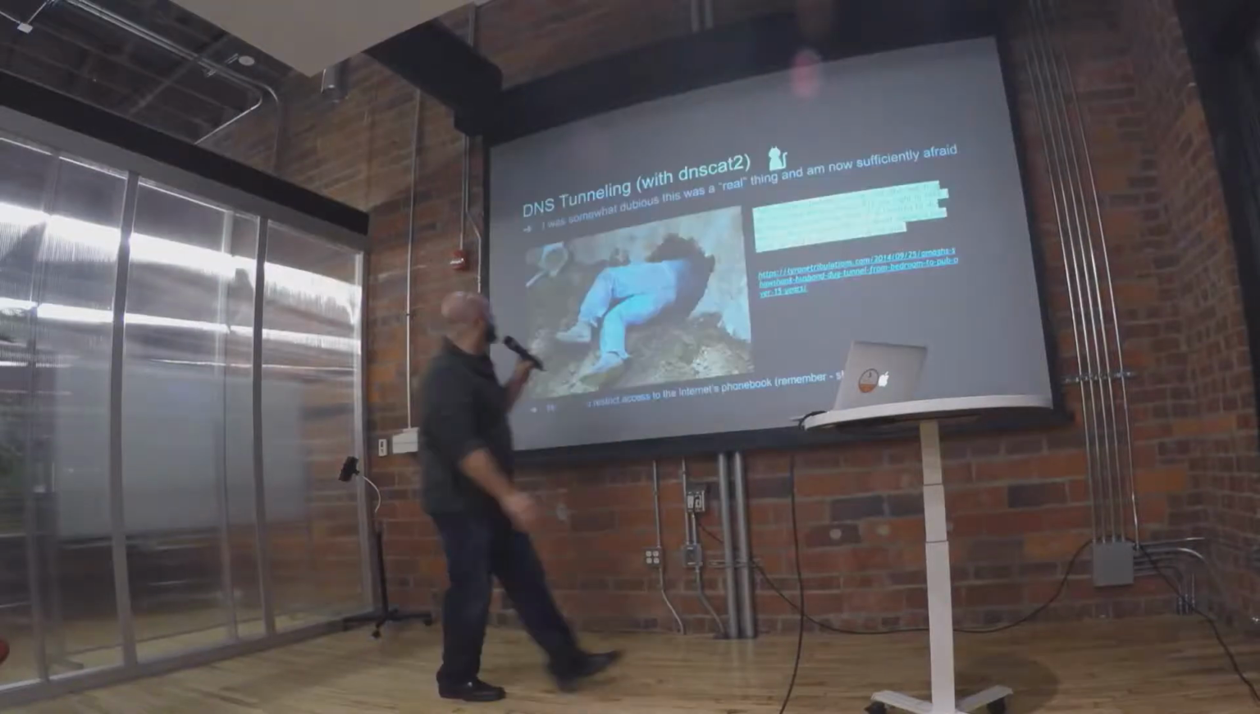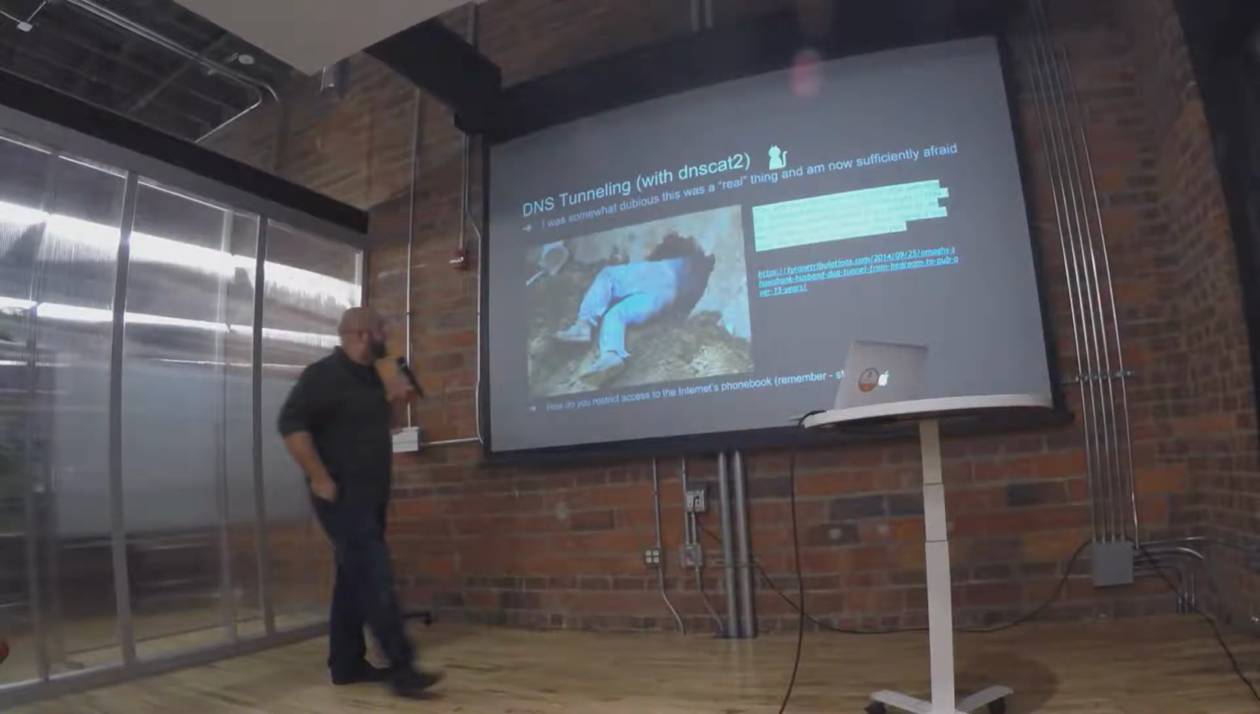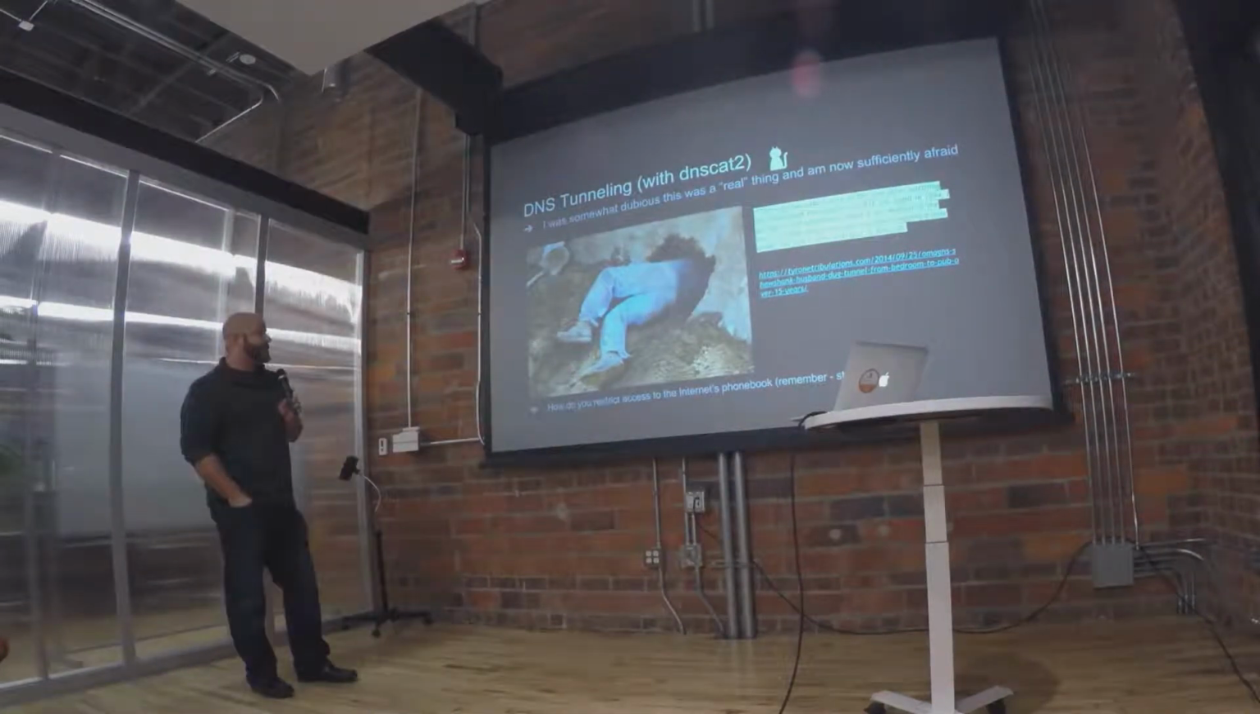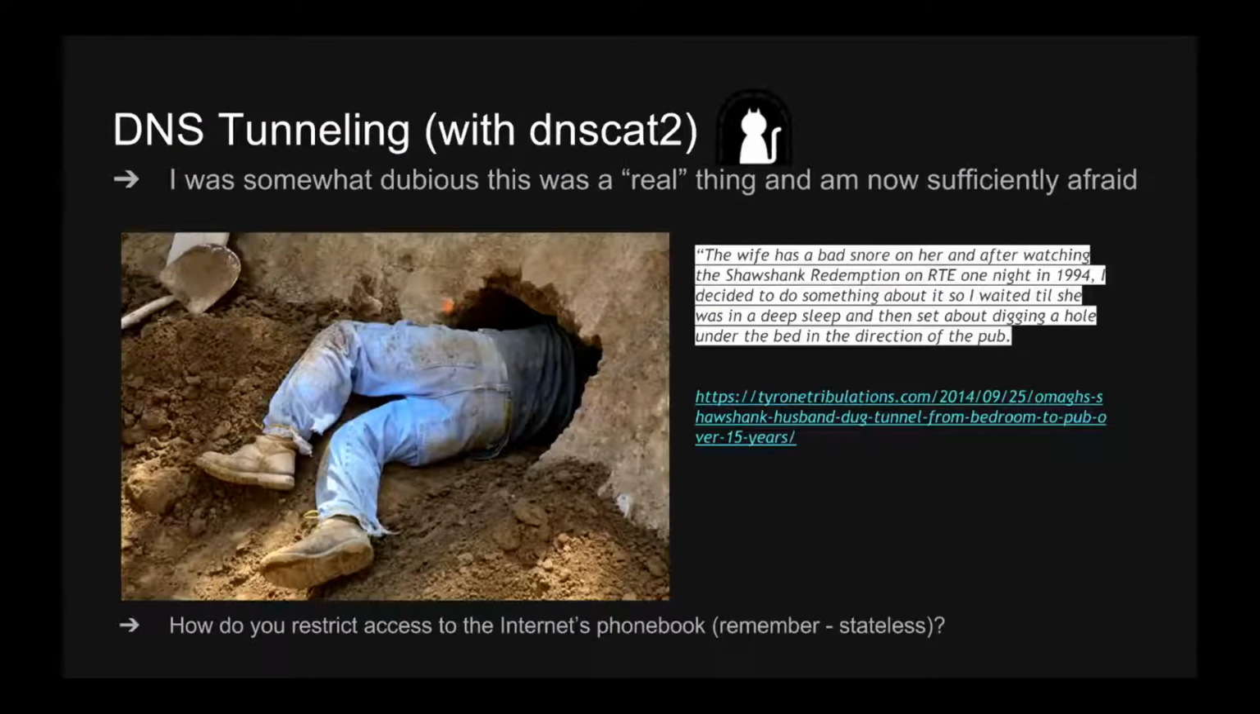All right, so DNS tunneling with dnscat2. I was kind of dubious this was a real thing, meaning like how bad can it really be? I've heard you can steal data using ICMP and whatnot, but I'm sufficiently afraid. It's obligatory to have a silly picture in all your presentations, I think. So I thought this one was pretty interesting, definitely not OSHA compliant.